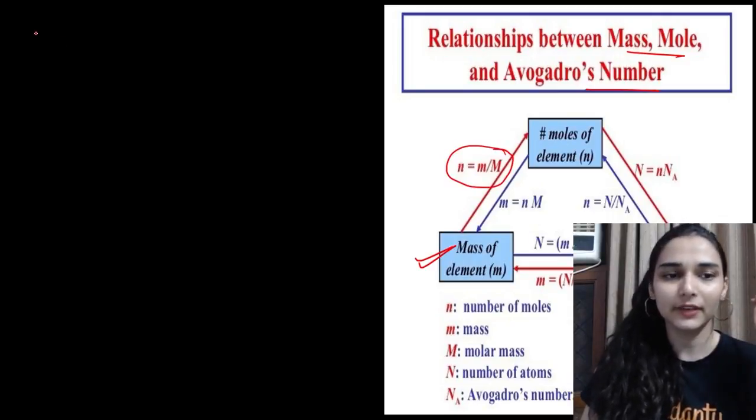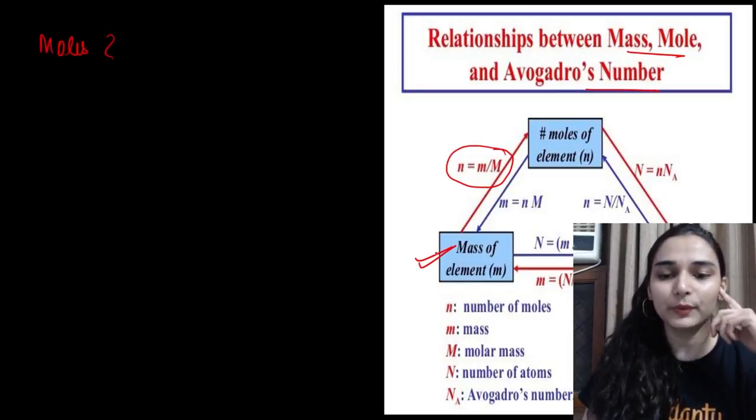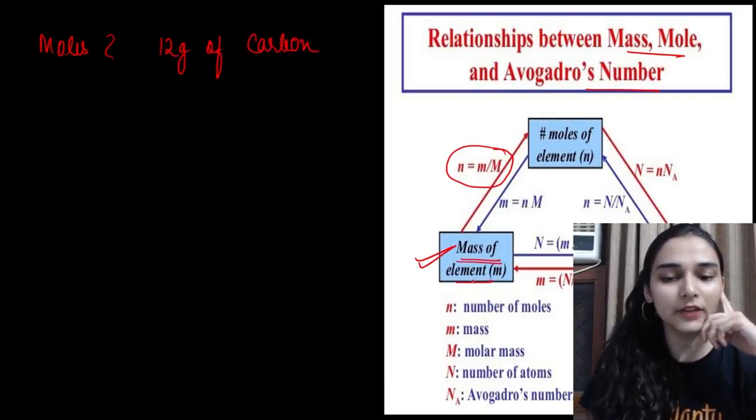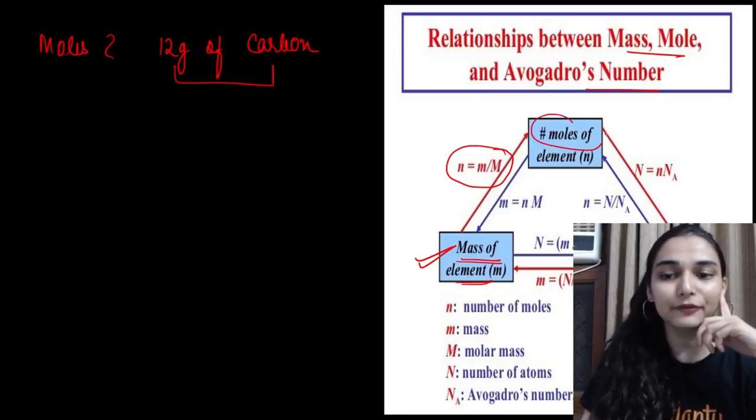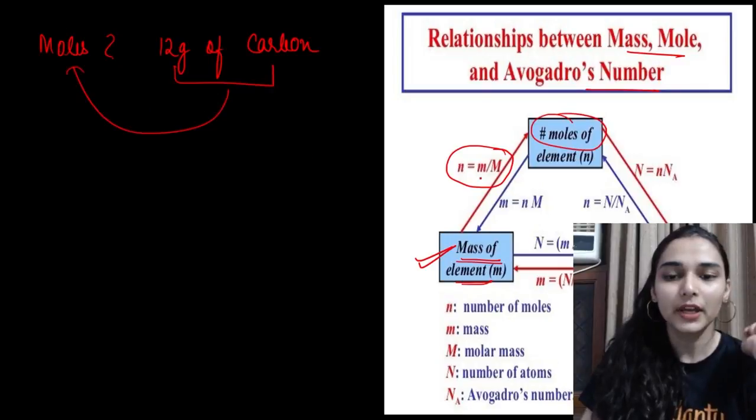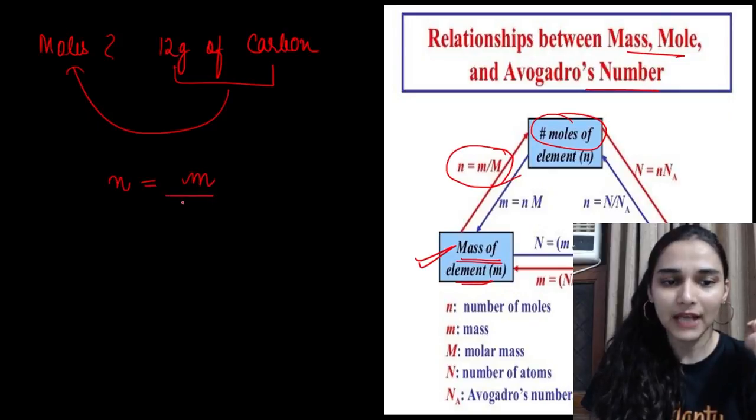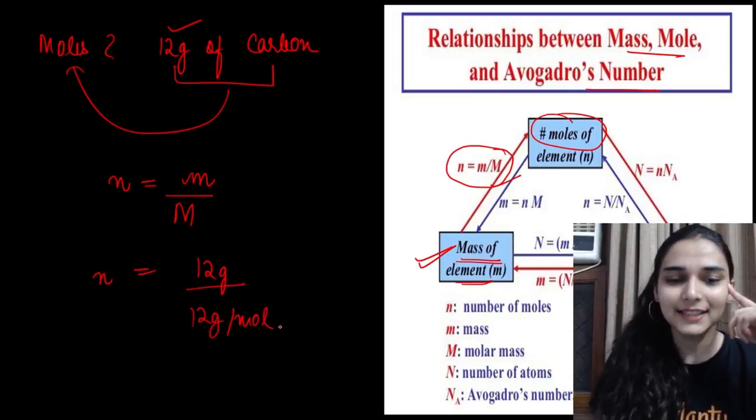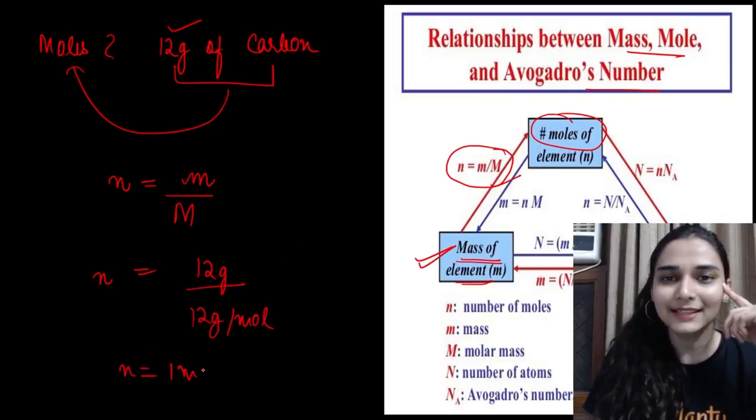Let's say the question is: how many moles would there be in 12 gram of carbon element? It means that the mass of the element is given to me. This is the mass and I have to go to the mole. Mass to moles. So I have the straight formula to use, where n is the number of moles, given by mass divided by molar mass. The mass given is 12 gram and the molar mass of carbon is 12 gram per mole. So from here you will get the value simply as 1 mole.